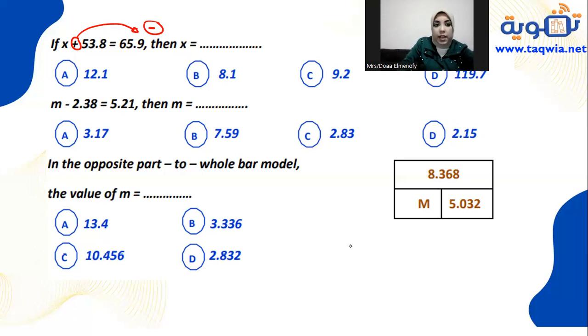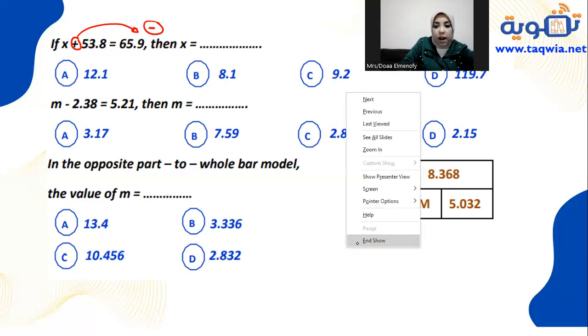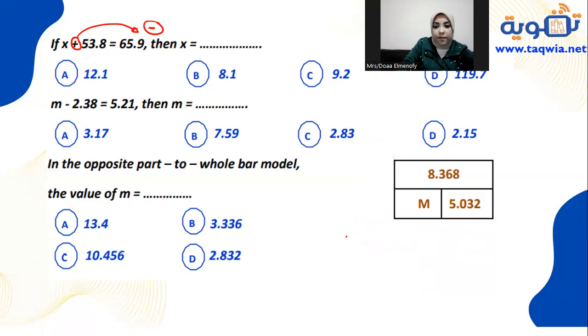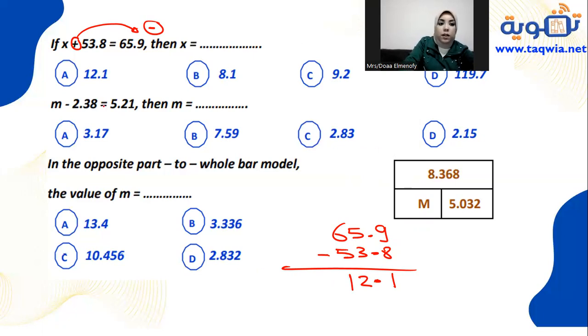Okay, so here we have 65.9 minus 53.8. So 9 minus 8 equals 1, 5 minus 3 equals 2, and 6 minus 5 equals 1. So it's 12.1. This is the value of x.